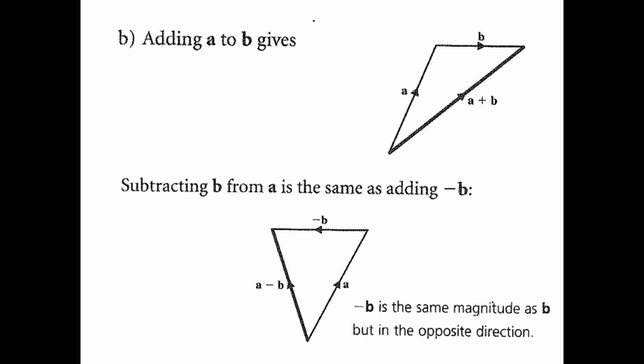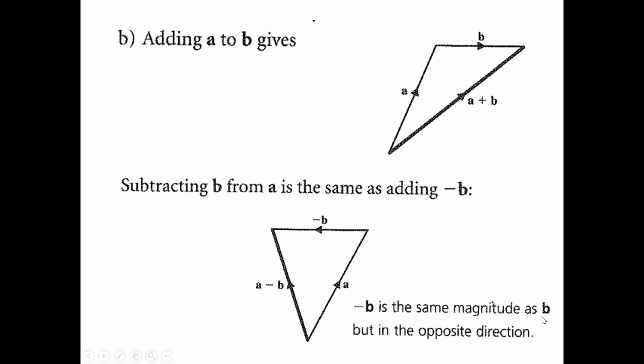That might have been something you've noticed overall. So this is just a little bit of a summary of something you've probably picked up on already. Subtracting B from A is the same as adding negative B. So if you go A and go this way, negative B, it's the same as going A minus B, and so on.